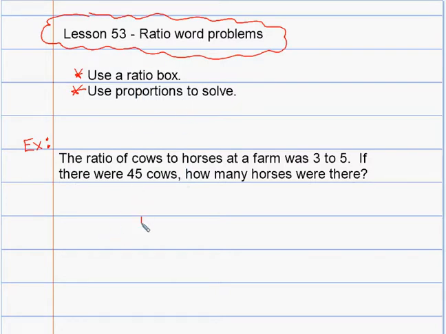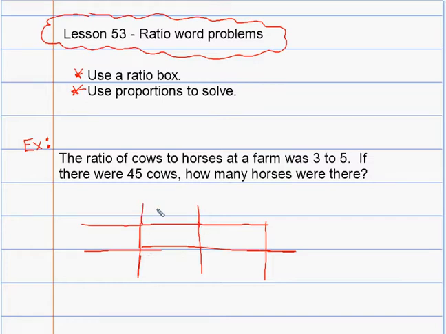And a ratio box is going to just be 2 columns, and it's going to have 2 rows, and we're going to have some titles there. This first column will be ratio, and our second column will be the actual amount. And then we need to label what we're putting into the ratio box.